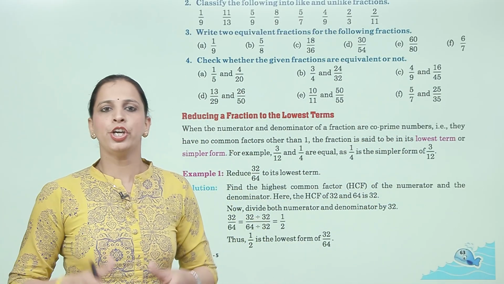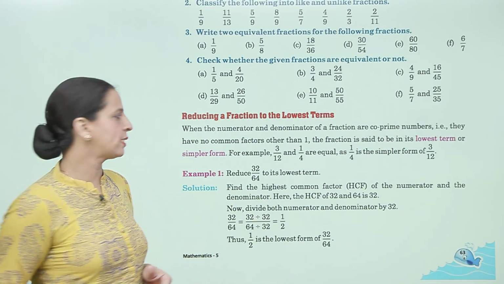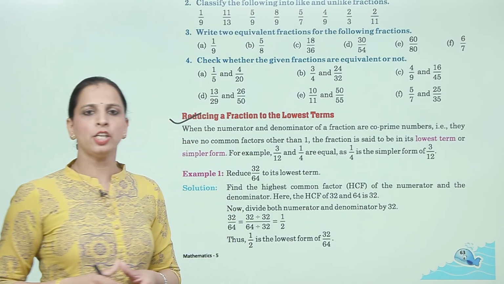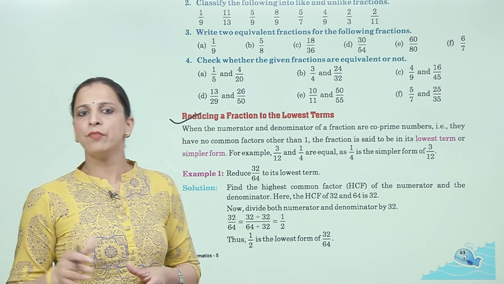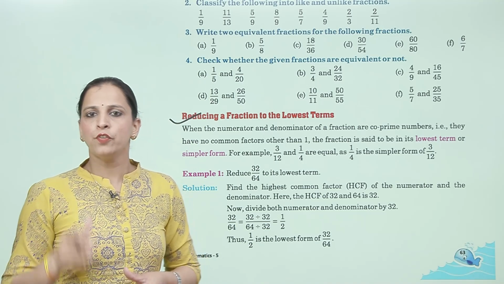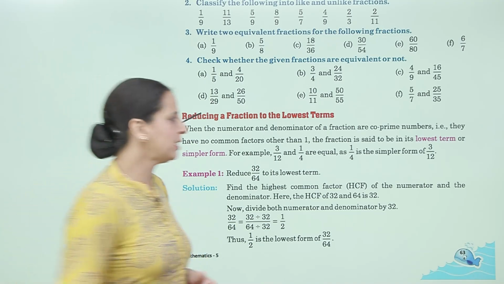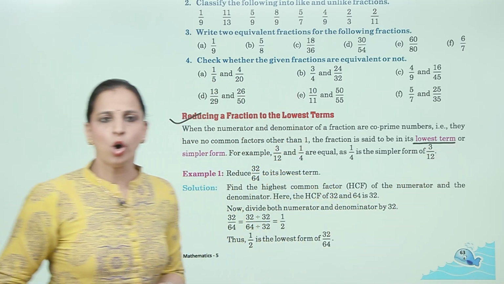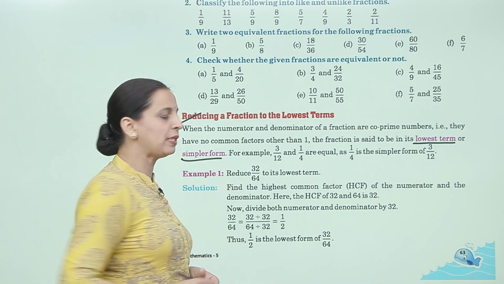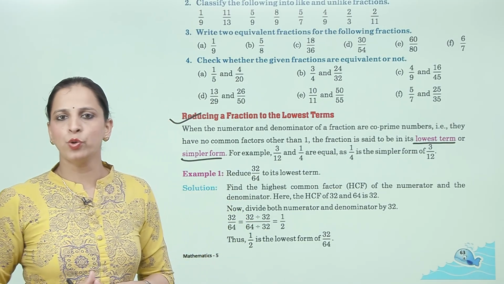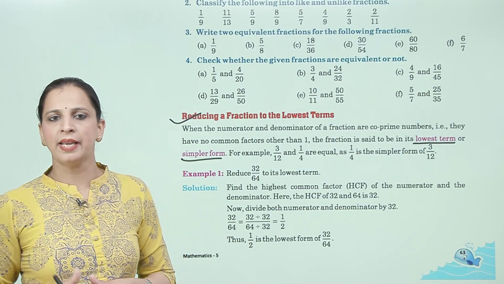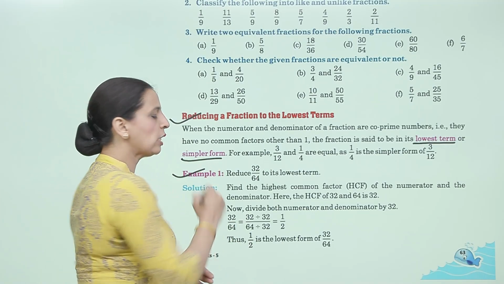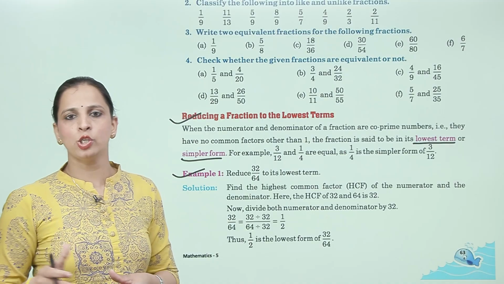Now next is reducing a fraction to the lowest term. When the numerator and denominator of a fraction are co-prime numbers, that is, they have no common factor other than 1, the fraction is said to be in its lowest term or simple form. For example, 3 by 12 and 1 by 4 are equal, as 1 by 4 is the simplest form of 3 by 12.